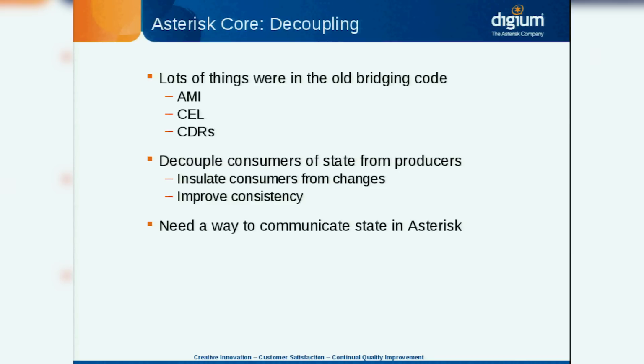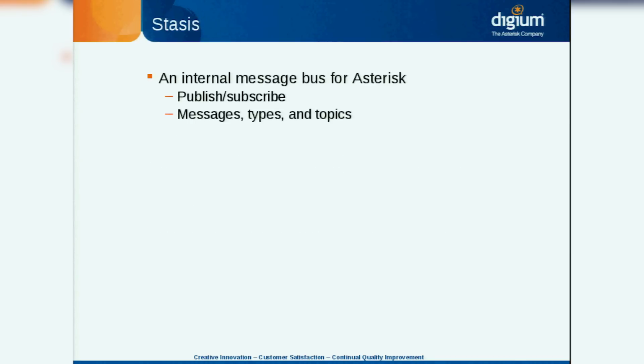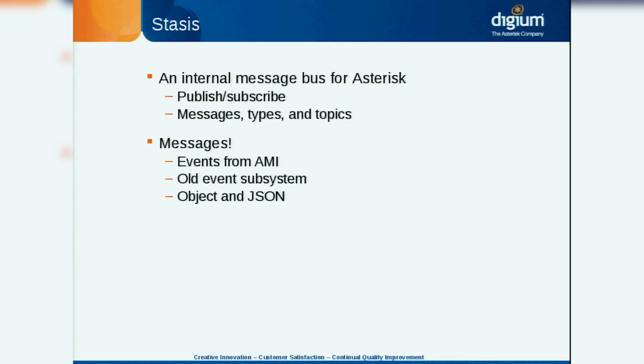We need a way to communicate the state in Asterisk. That is called Stasis. Stasis is a new internal message bus inside Asterisk. This is an implementation detail, but it is going to be important for the new APIs that we're going to be talking about in just a second. It's a pub/sub message bus that lets us inform all of the various components inside Asterisk about what is occurring, both inside bridges and inside channels, about device state, and all sorts of other things.